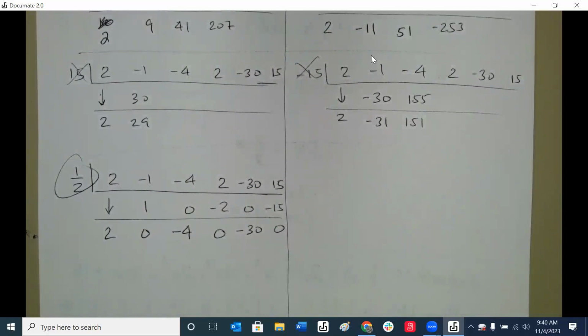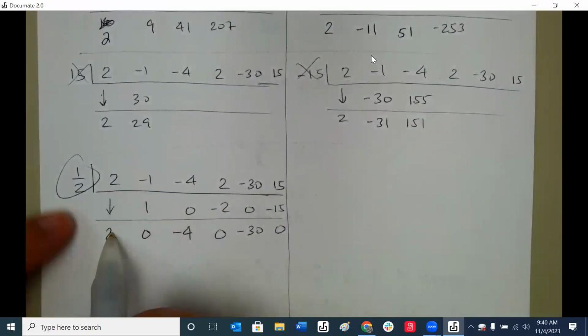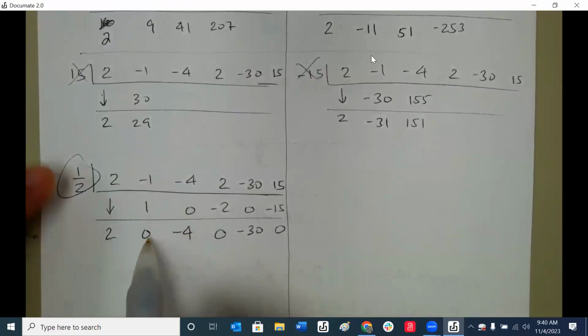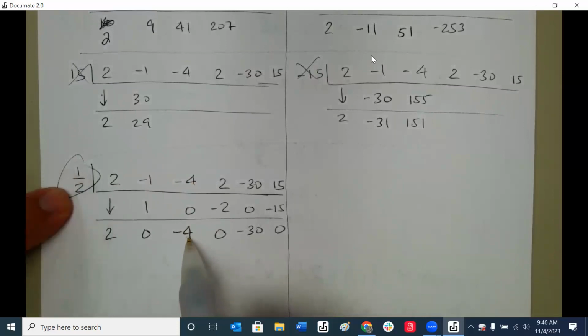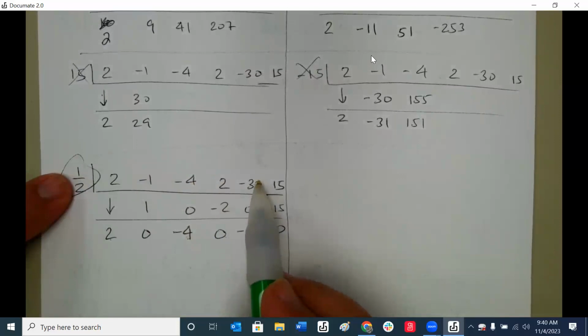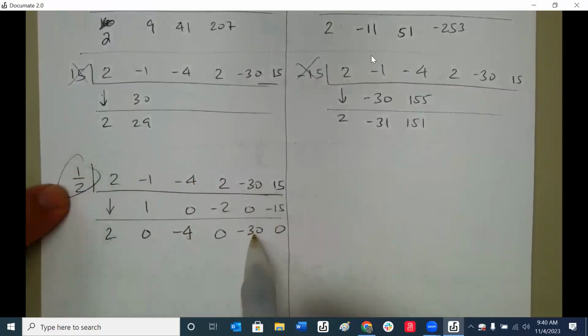For 1/2, you just keep on multiplying it. The first one, 1/2 times 2, the 2's cancel, so it's just 1. That's 0. So 1/2 times 0 is 0. Add those. We get -4. 4 divided by 2 is 2, so it's -2. Add those, 0 times that 0. So it's -30 divided by 2 is -15.